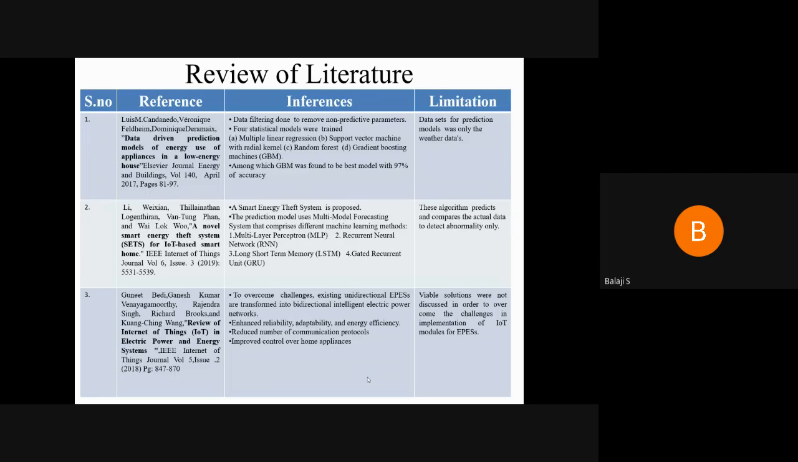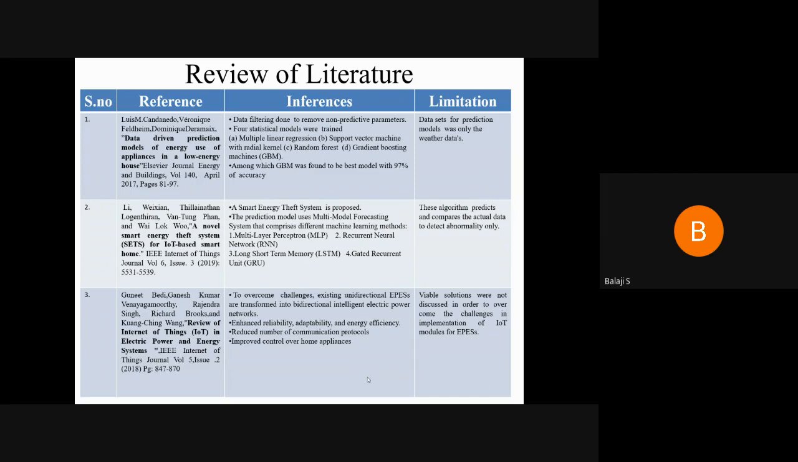In the review of literatures, reference one, Louis M. Cadendo et al. They proposed four models: multiple linear regression, support vector machine, random forest, and gradient boosting machines, among which GBM was found to be the best model with 97% accuracy. There are certain limitations too. The dataset for the prediction model was only the weather data.